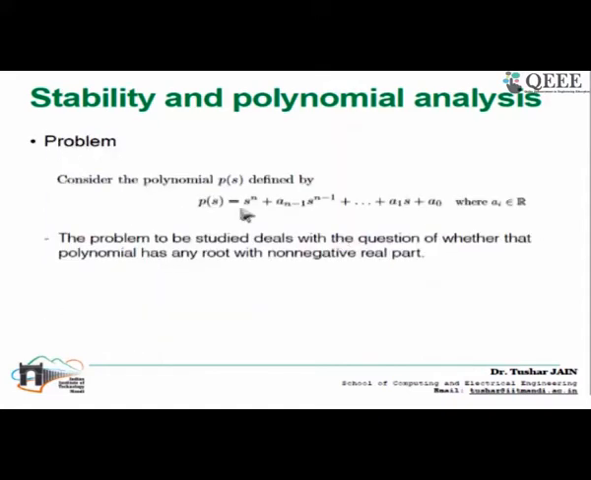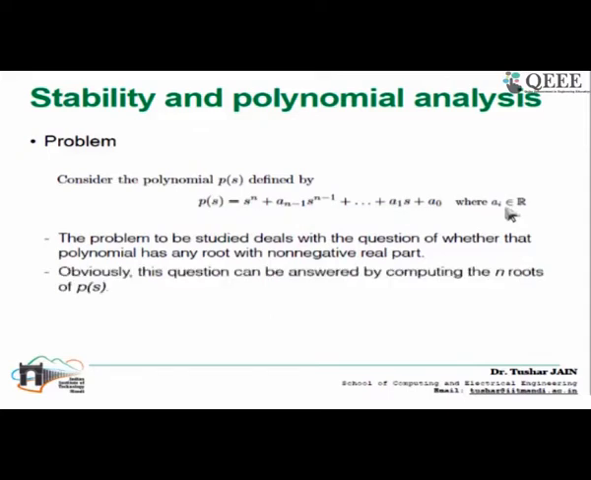Basically, this is a generic way of writing an nth order polynomial where all these coefficients ai are constants, belonging to the real numbers. Here the problem to be studied deals with the question of whether that polynomial has any root with non-negative real part. So this is what we analyze. If the roots have negative real parts, then it is stable. If not, then it might be marginally stable or could be unstable. So here we would see a generic case of an nth order polynomial.